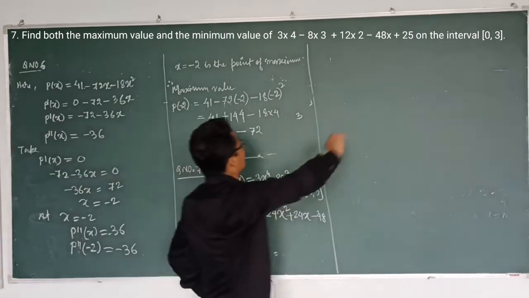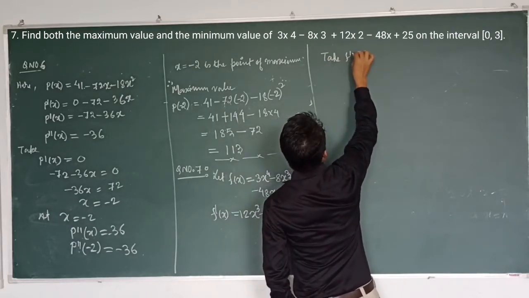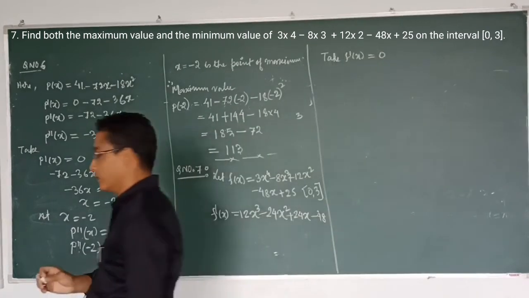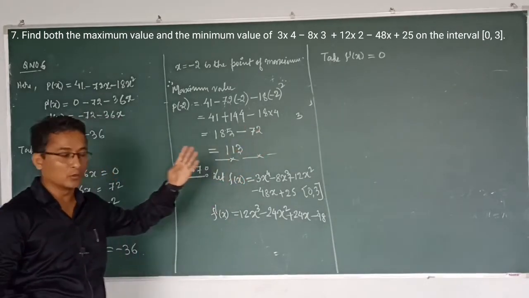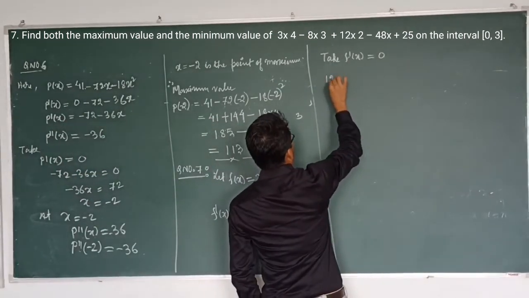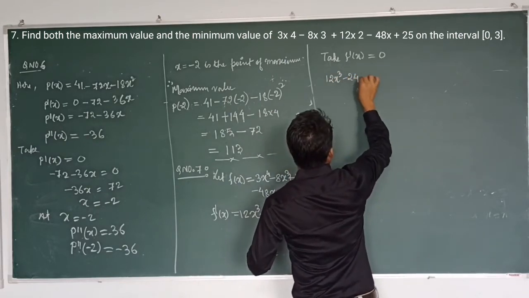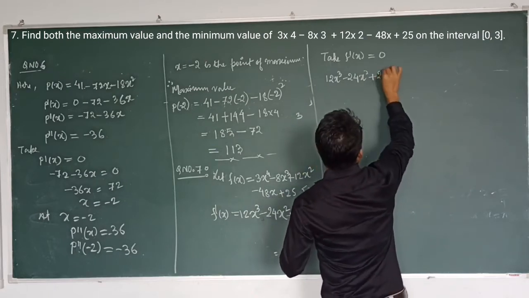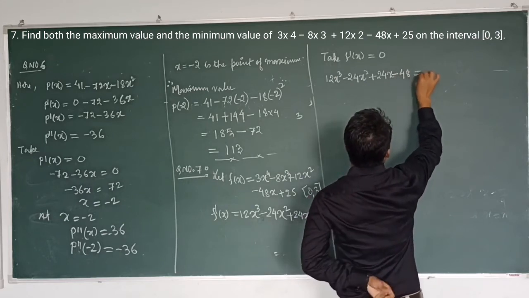Now we take f dash x equal to 0, to find the maxima or minima, or to find the critical points of the given function. So 12x cube minus 24x square plus 24x minus 48 equal to 0.